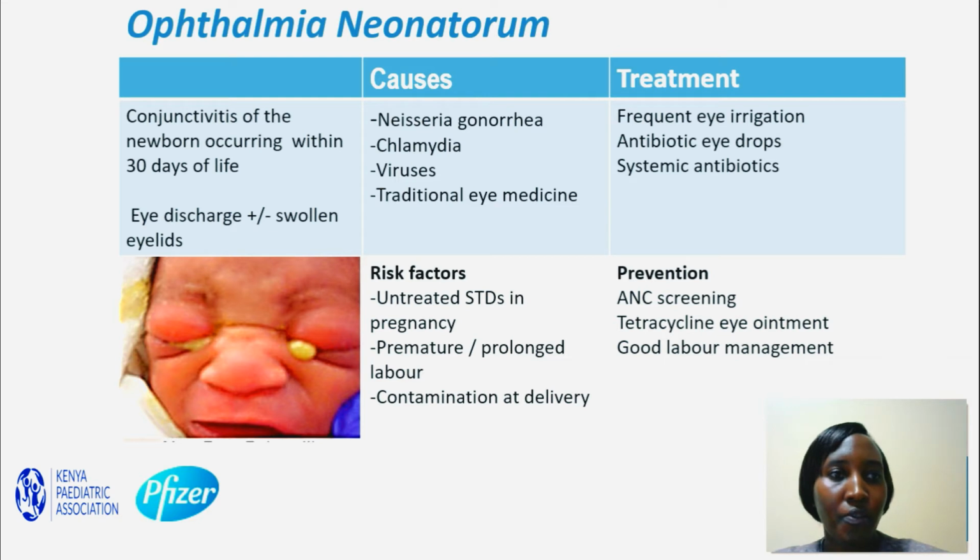Our next condition is ophthalmia neonatorum. Ophthalmia neonatorum is conjunctivitis of the newborn that occurs within 30 days of life. There are various causes, but the commonest cause in our setup is Neisseria gonorrhoeae. Other organisms include chlamydia, viruses, and even traditional eye medicine that is toxic to the eye. The classical presentation is swelling of the eye plus a lot of discharge, especially if the cause is Neisseria gonorrhoeae.